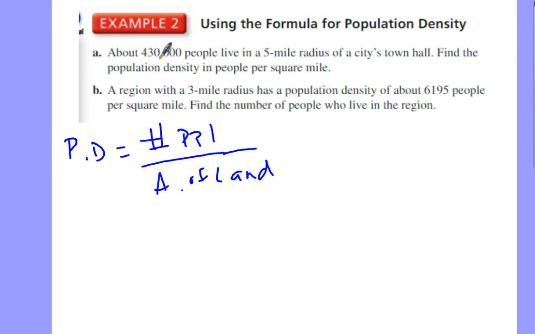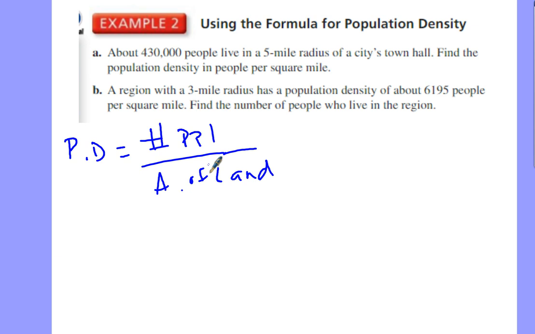Okay? It says about 430,000 people live in a 5-mile radius of a town's hall. Find the population density in people per square mile. So it wants to know how many people live per square mile. Well, before we can find out how many people live per square mile, we have to know how many square miles there actually are. So think about it. What does the square mileage represent? Well, the square mileage represents the area of the landmass that we are physically talking about.